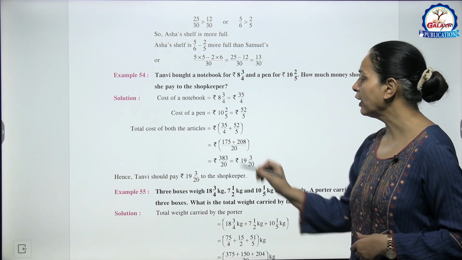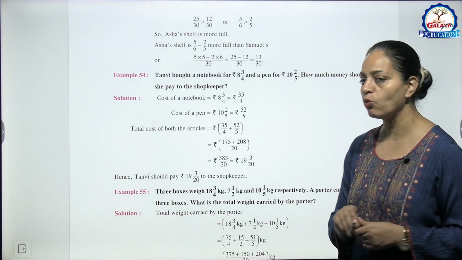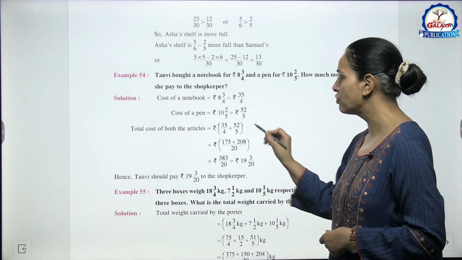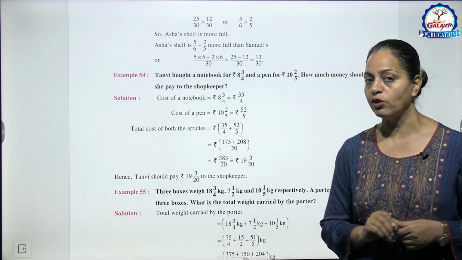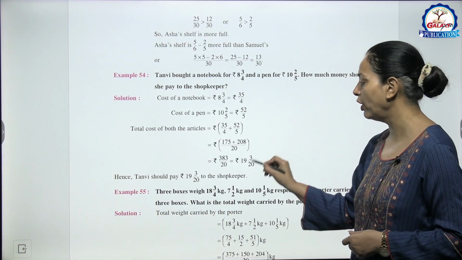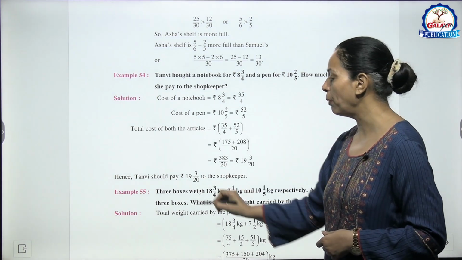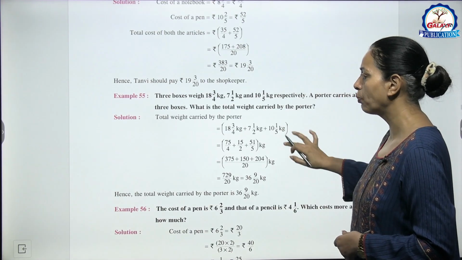दोनों को ऐड कर देंगे, दोनों अनलाइक फ्रैक्शंस हैं, दोनों का LCM लेंगे. LCM is 20. So 4 5s are 20, 35 into 5, 5 4s are 20, 52 into 4. So now add the numerator. So what we are getting, rupees 383 upon 20. Now convert into mixed fraction. So Tanvi should pay rupees 19 whole 3/20 to the shopkeeper.